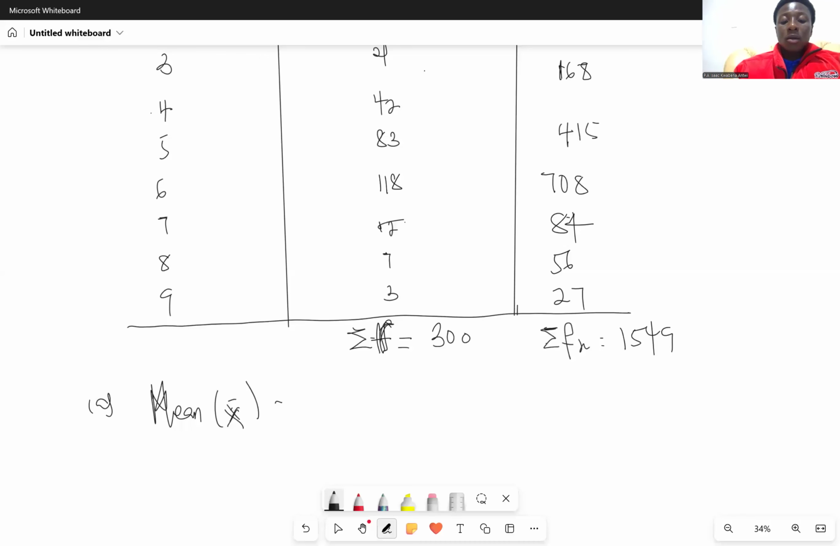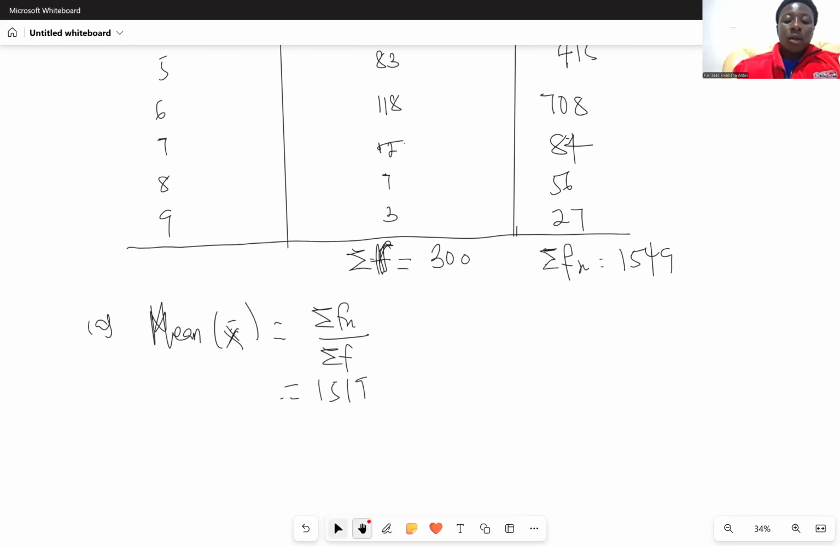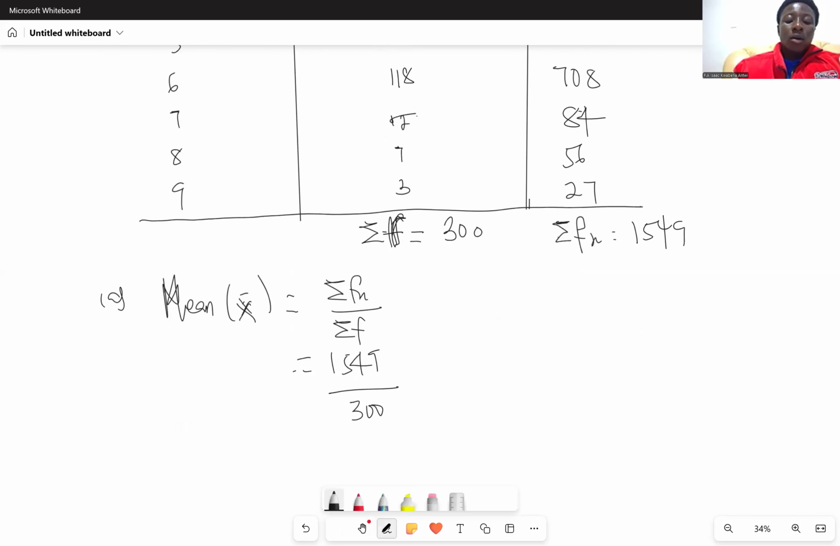Let me write the formula: sigma fx over sigma f. Then now you can do your substitution. 1549 over 300. What's the final answer? 5.1633333. Just say 5 point 163.